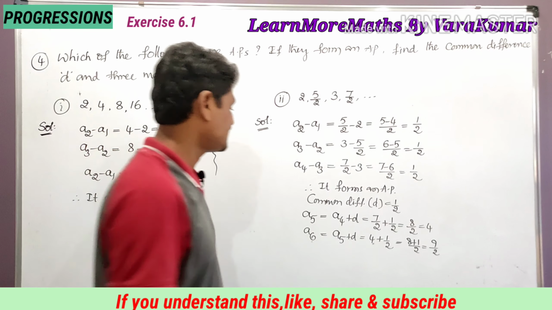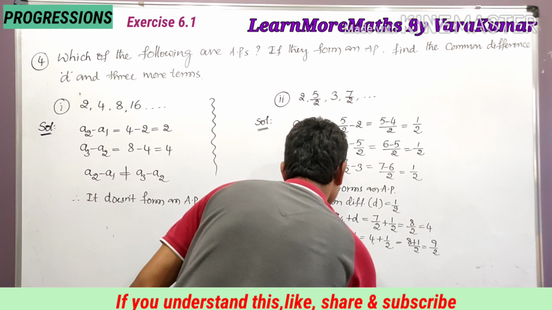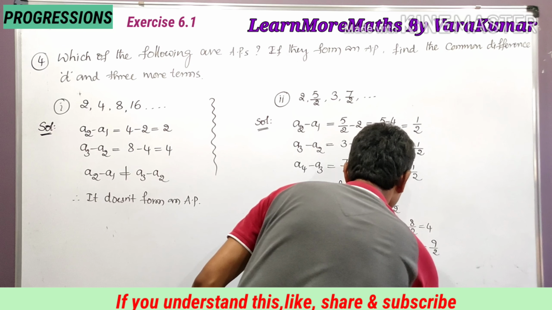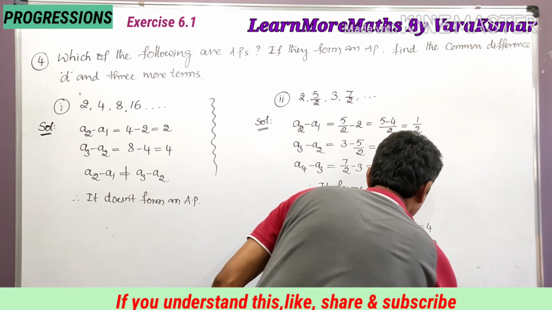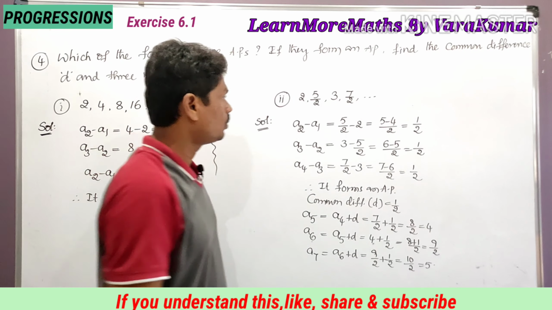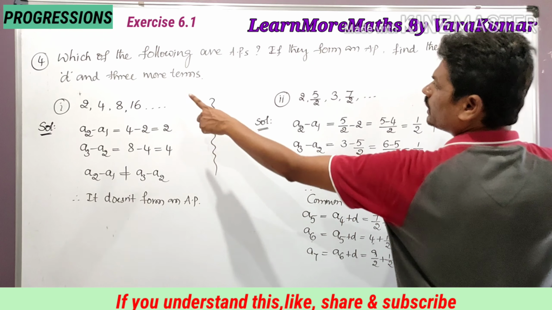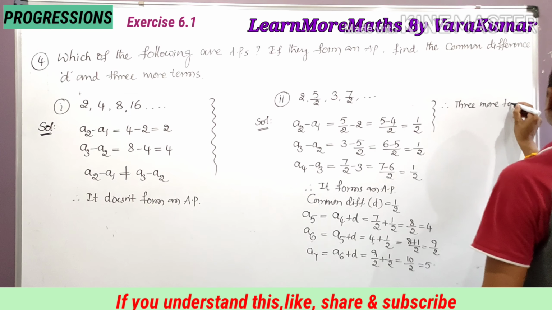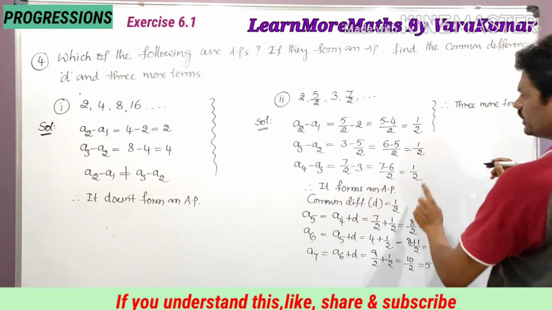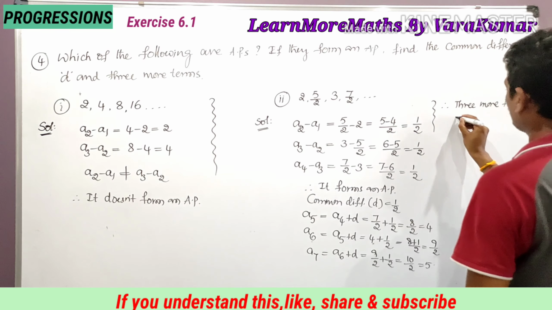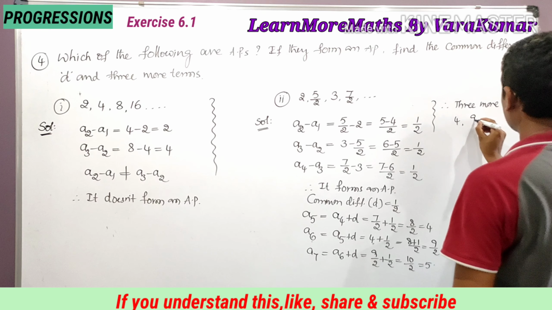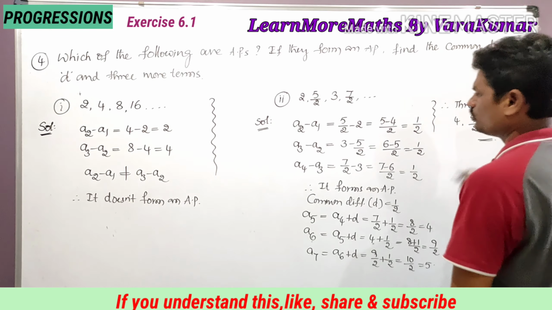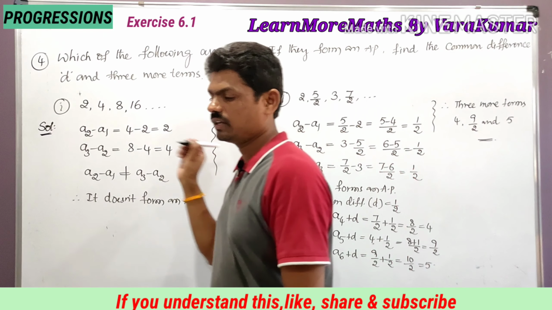Next, we have to find A7. A7 is equal to A6 plus D. A6 is 9/2 plus D is 1/2, that is 10/2, which is 5. So what are the three more terms, student? A5 is 4, A6 is 9/2, and A7 is 5. So these are the three more terms. This is the first and second bits in the fourth problem.